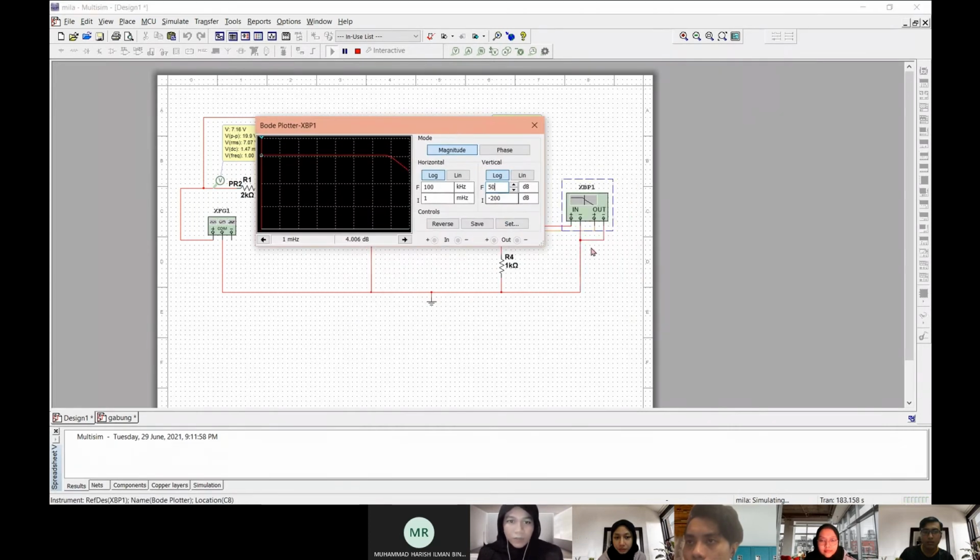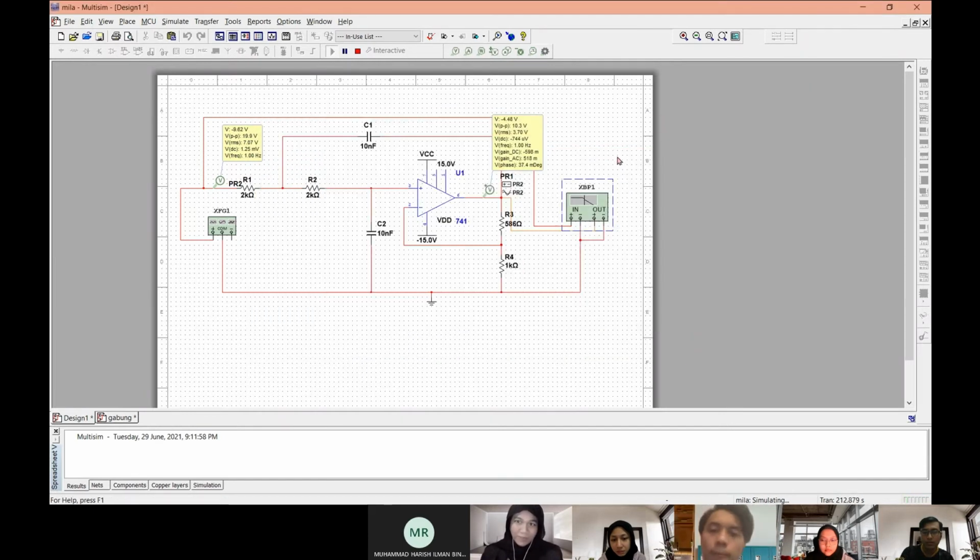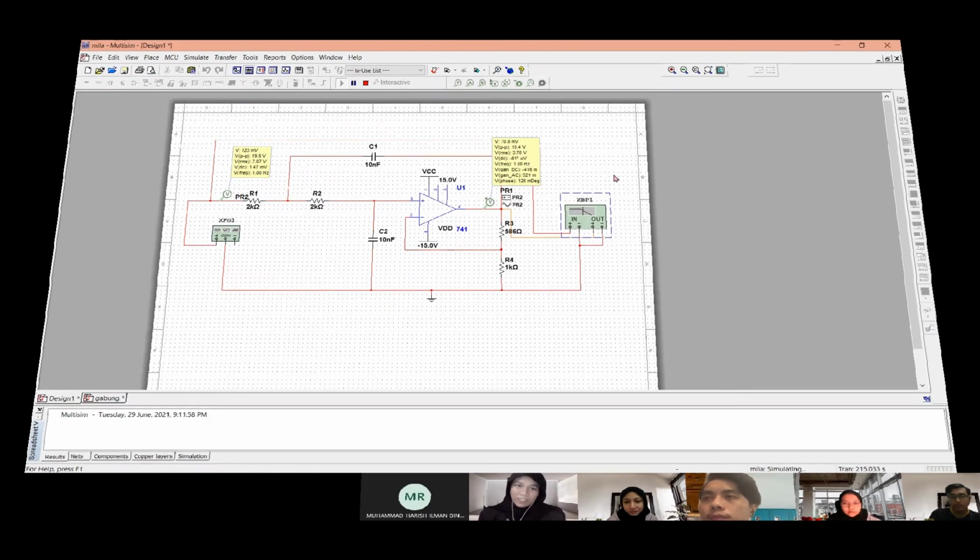So this is the result for the plotter. Based on the Bode plotter displayed here, it shows the frequency response of the filter to be nearly flat for low frequency until it reaches the cutoff frequency point, which is 8 kilohertz. So here is the cutoff frequency. This is because the reactance of the capacitor is high at low frequencies and blocks any current flow through the capacitor. So that's all for the low pass filter.